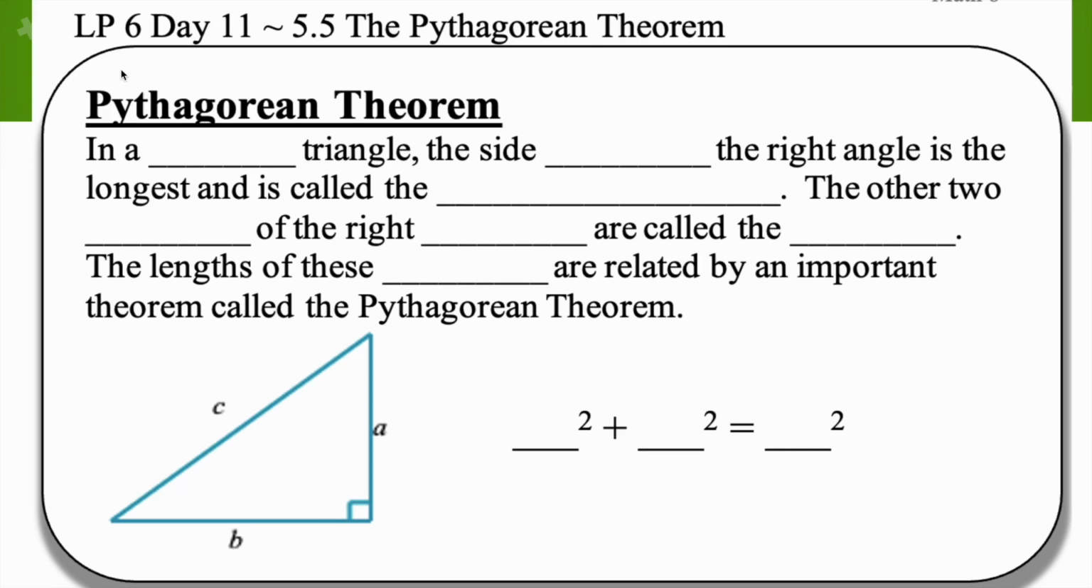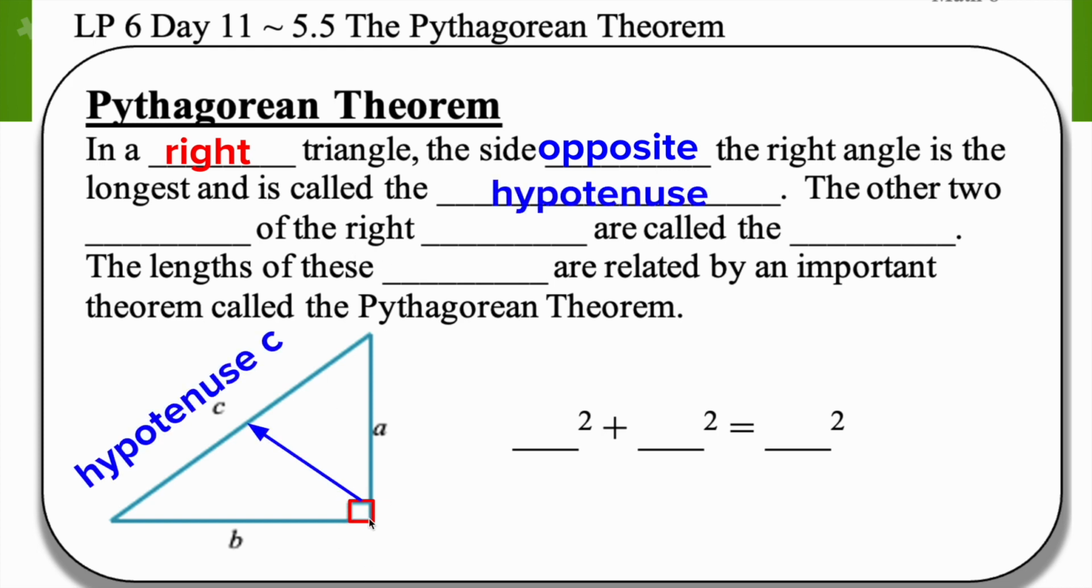In this video, we're going to learn the Pythagorean Theorem. So in a right triangle, the side opposite the right angle is the longest, and it is called the hypotenuse. We can see here's the right angle, and if I go across from that, here's the hypotenuse. Okay, so we just want to go straight across to the other side there, and we call that side C.